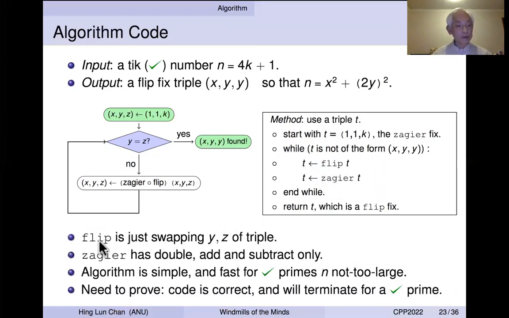As we have seen, flip is simple, just swapping the last two components. Zagier is also simple because it only involves simple arithmetic, and therefore our algorithm is simple, and it actually is quite fast for tick primes, as long as n is not too large. What we need to do later on is to prove that the code is correct, and actually that this loop will terminate for a tick prime.